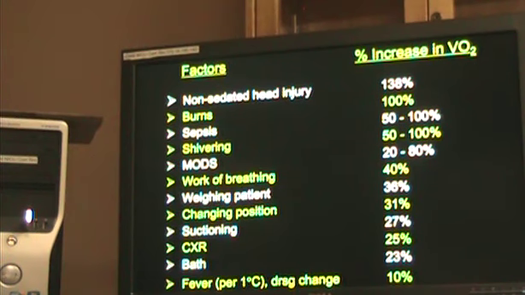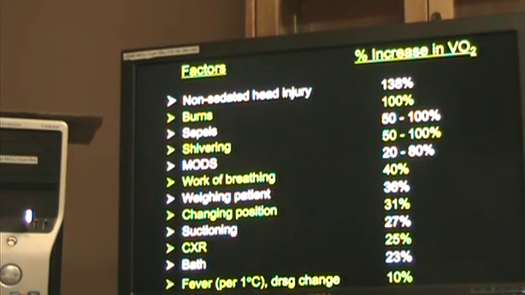Interestingly, and things that you would suspect at the bedside, hypercatabolic states like burns and sepsis, for example, will increase your oxygen consumption dramatically. Things that you may not have thought about, for example, like changing the position of the patient, doing the chest x-ray, can do the same thing. Interestingly, you see the second last one, a bath.